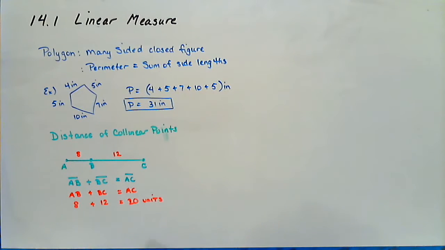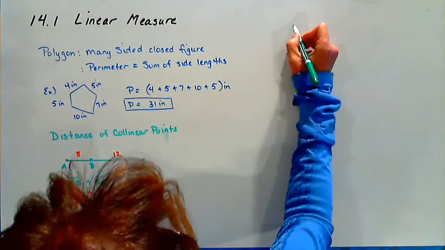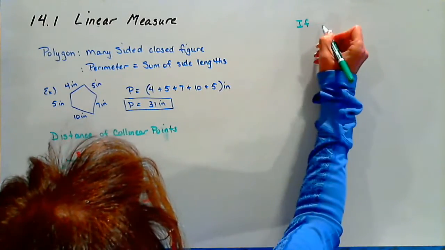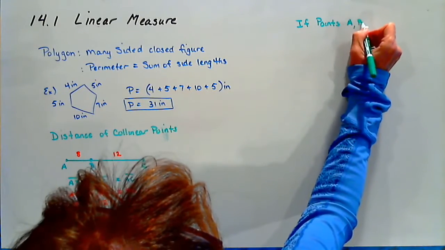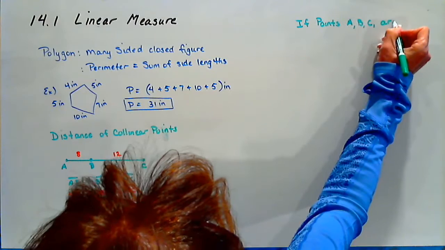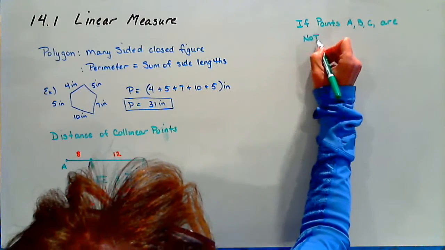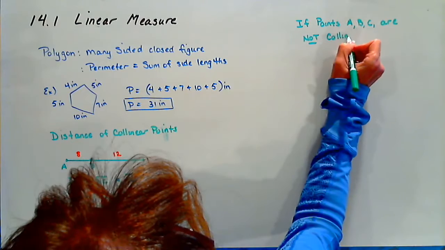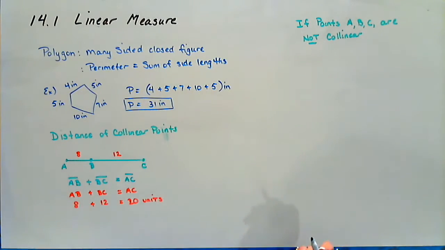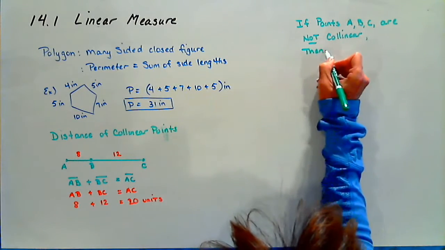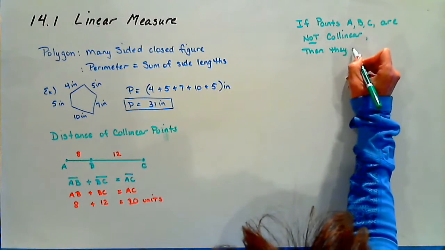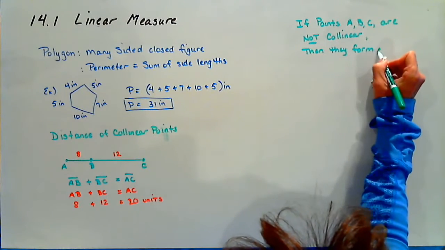Okay. So if they're collinear, we simply add them together. Now, let's look at what it looks like if they're not collinear. If points A, B, and C are not collinear, then they form a triangle.